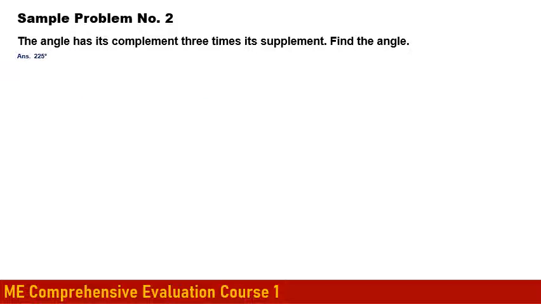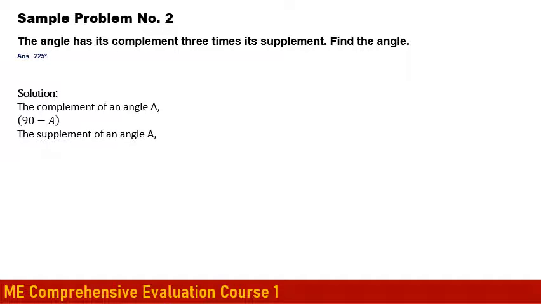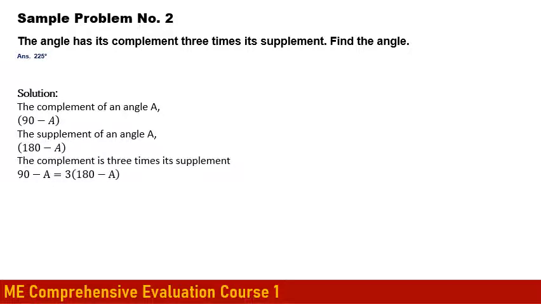Sample problem number 2. The angle has its complement 3 times its supplement. Find the angle. The complement of angle A, say A is the unknown angle, is 90 minus A. The supplement of angle A is 180 minus A. Since the complement is 3 times its supplement, we can express the relationship as 90 minus A equals 3 times (180 minus A). From that, we can solve the angle A, and that is 225 degrees.